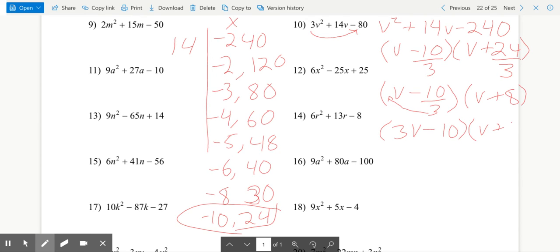v plus 8. And this is where that sort of pseudo checking is really important. Is 3v times v 3v squared? Yes, it is. Is negative 10 times 8 negative 80? Yes, it is. We've gotten it back to the right form where it does represent this polynomial and not this one. Their middle terms are the same, but their first and last terms are different.